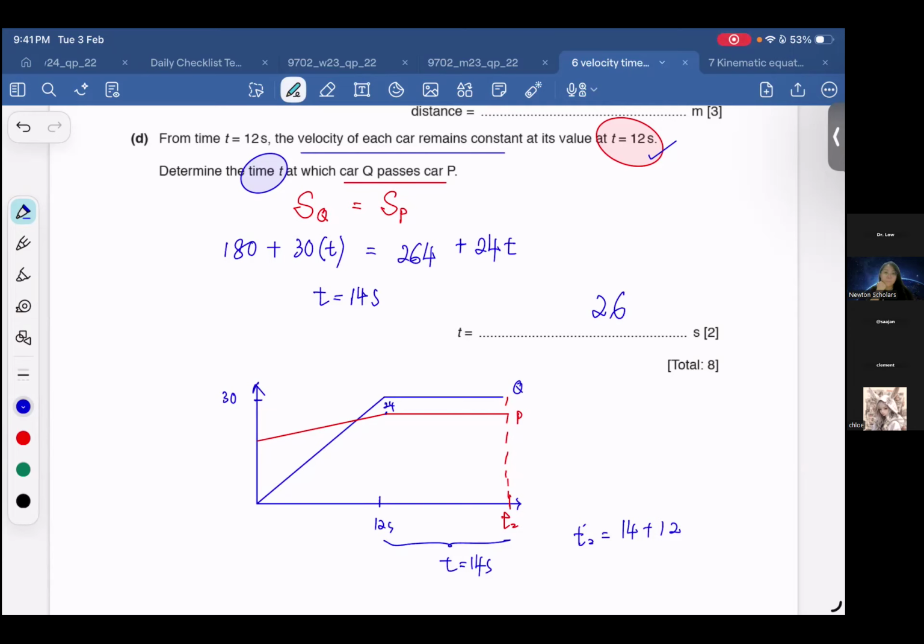Oh, is it because if behind is a straight line, then you cannot calculate acceleration anymore? Yeah, acceleration will be zero already. Then here, car Q passes car P, the main idea is the distance must be the same. That is the thing, okay?